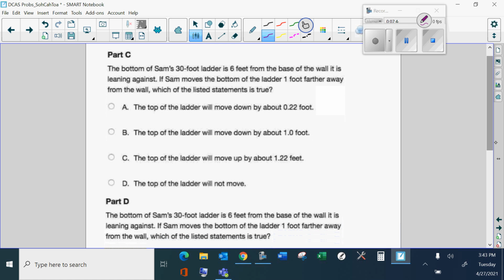The bottom of Sam's ladder is 6 feet from the wall and is leaning against it. If Sam was to move the ladder 1 foot further away, which obviously then would be 7 feet, which of the listed statements is true? So you want to see what happens at the top of the ladder, which is the height of the building. Obviously the height's going to go down. It's not going to go up, so you can wipe that out. So we're down. Does it go down by 0.22 or down by 1 foot?